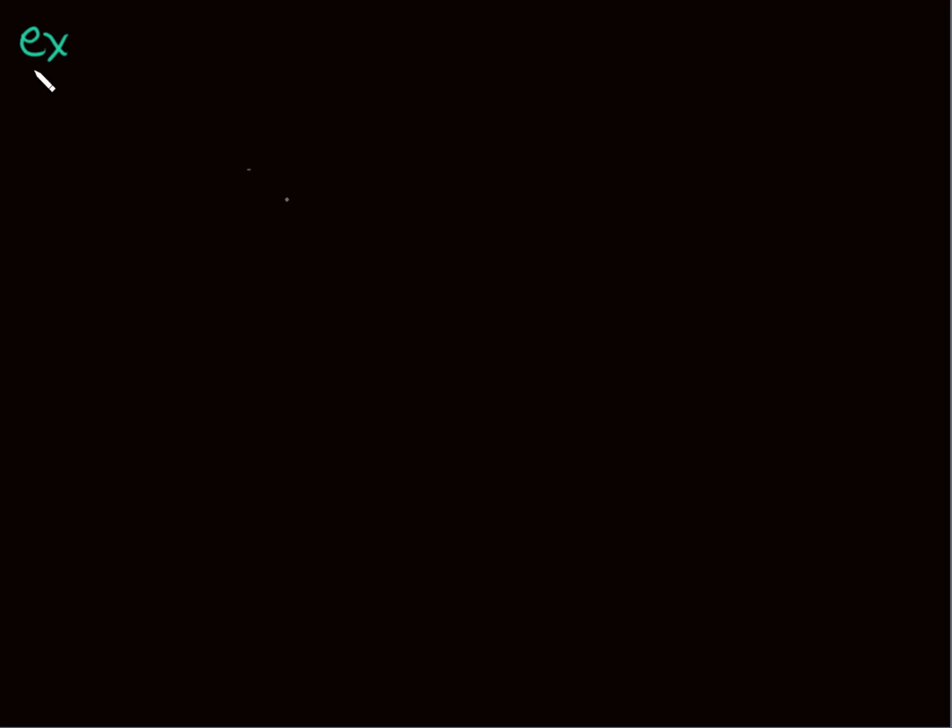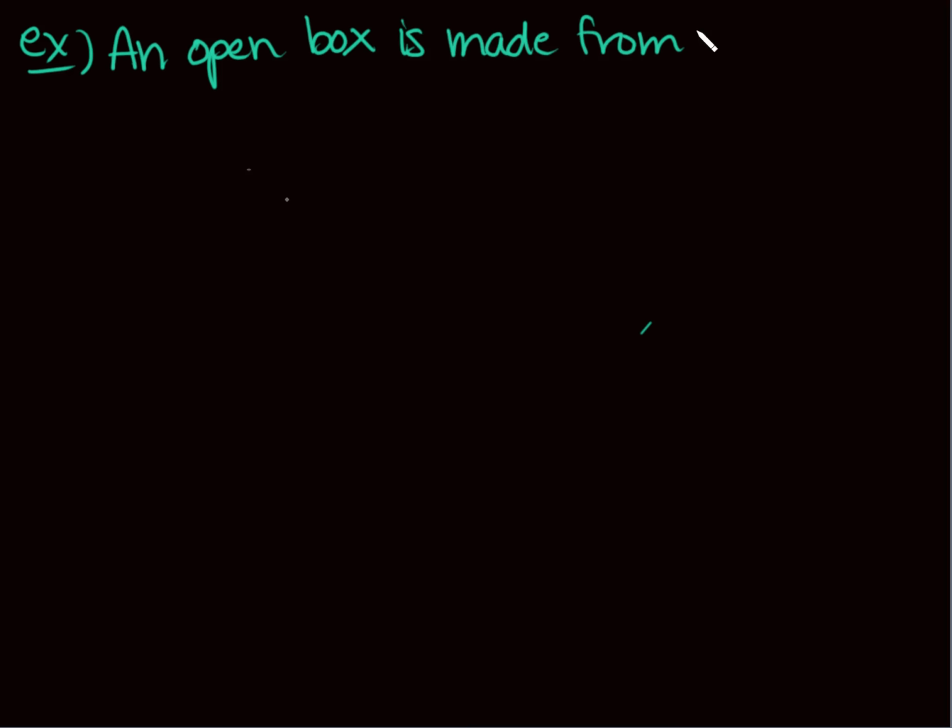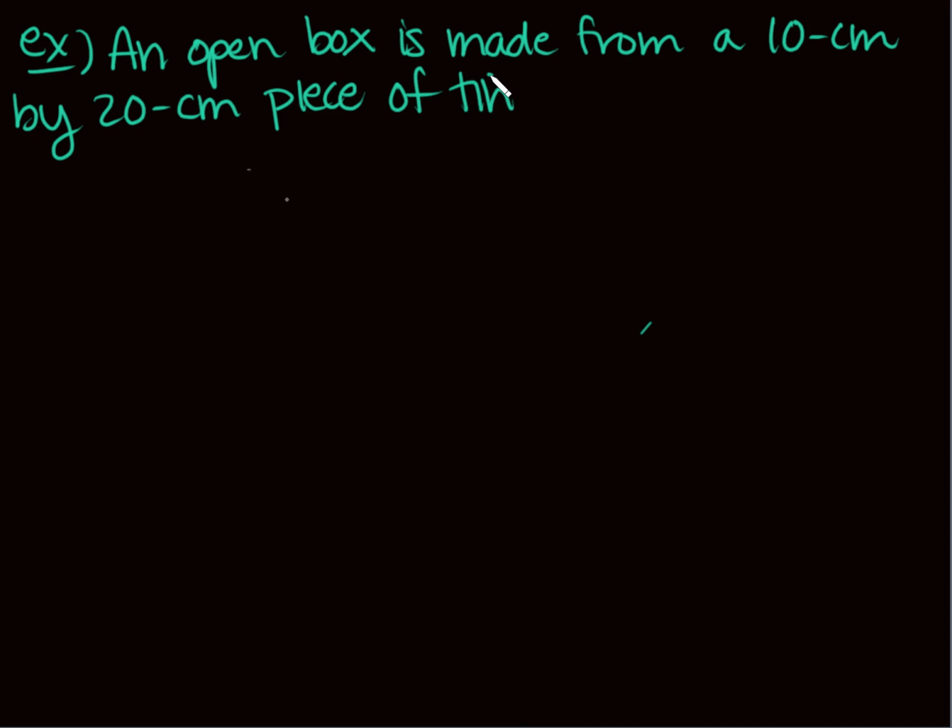Okay, one more example, and you've probably seen these before. Like, you can actually take a piece of paper or a piece of cardboard and do something like this. I love doing these. An open box is made from a 10 centimeter by 20 centimeter piece of tin, or I guess you could get a piece of tin. I wouldn't recommend that. You're gonna cut yourself, at least not just to look and see what is happening here. Piece of tin by cutting a square from each corner.